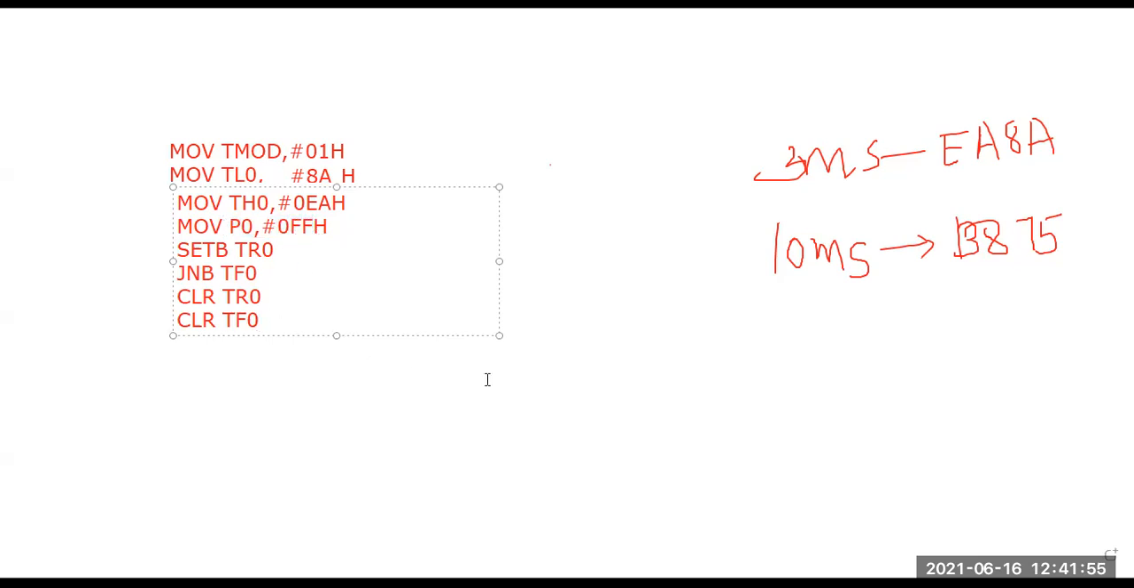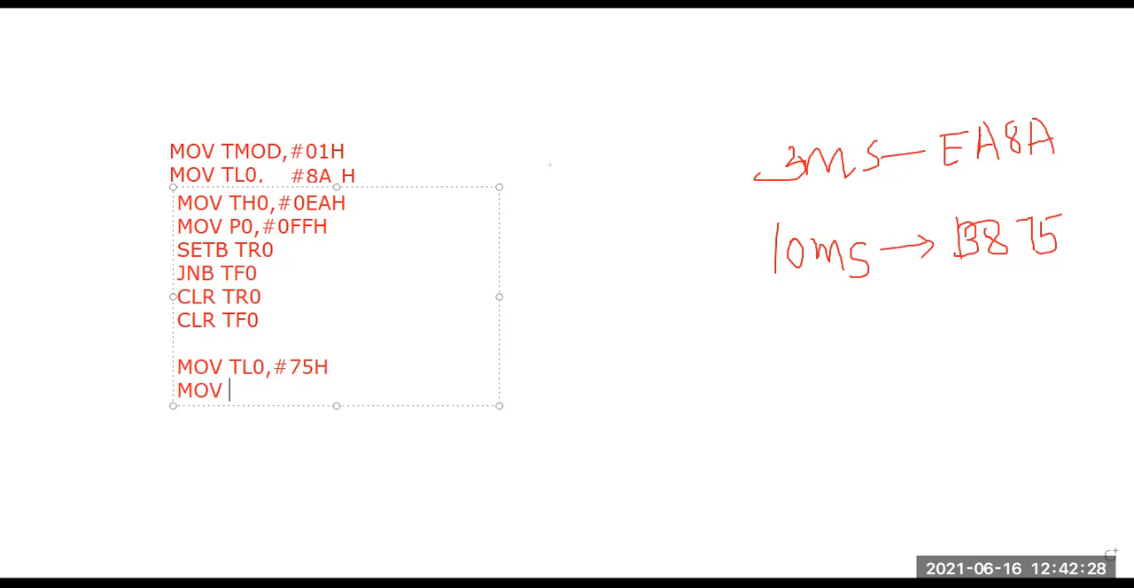Okay, now to write the program for generating the off period on P0. For generating the off period on P0, the same timer 0 will be in mode 1 only. So we are not going to load TMOD with 01 again. Okay, it will be like that only. Just you have to write the TH0 and TL0 values. Move TH0, comma, sorry, first I'll load TL0, comma, #75.